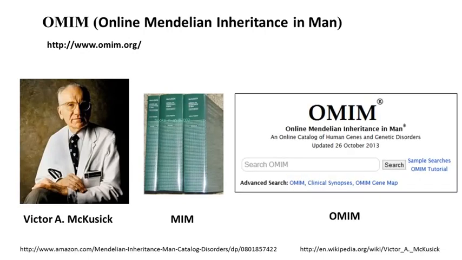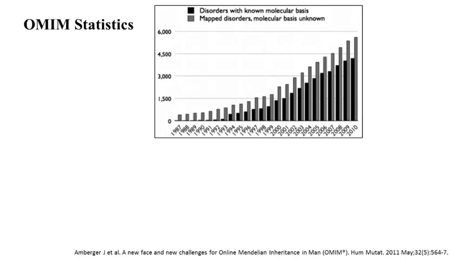As the data grows larger and larger and the book grows thicker and thicker, an online version, OMIM, was created in 1985 and made publicly available 2 years later. The black bars in this figure show the number of genetic disorders with known molecular bases. The gray bars show the number of mapped disorders with yet unknown molecular bases.